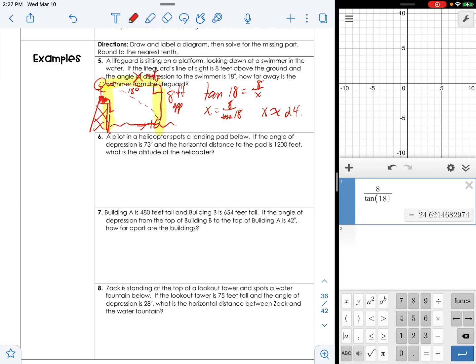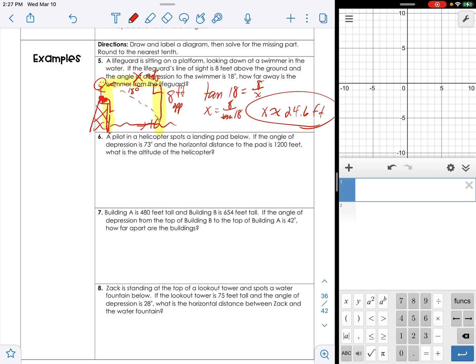He is 24.6 feet away from the lifeguard. Couldn't think of the word. There we go. Okay. Let's check out another one.